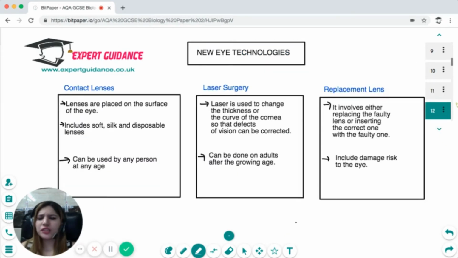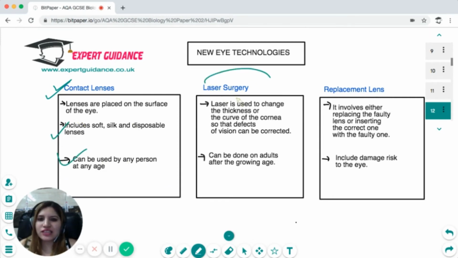Now, there are other new eye technologies that have emerged. Now we can use contact lenses, because it's not always feasible for sports players or models to wear spectacles, the concave or convex lenses, all the time. So in that case, we put the lenses just on the surface of the eye, which can be soft, silk, disposable, and they can be used by any person at any age.